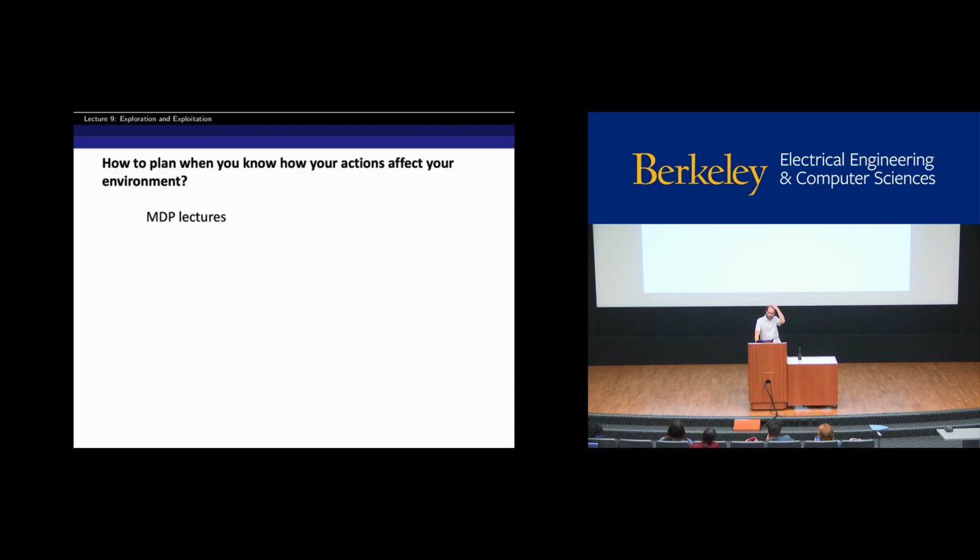So to kind of review where we are in the course, it may seem like we've bounced around in topics a bit, but I'll just tell you about the logic of how it all fits together. For the question of how do you plan when you know how your actions affect the environment, that was what the MDP lectures were about. That's given a model of how your action changes the state, what actions should you plan in order to get rewards.